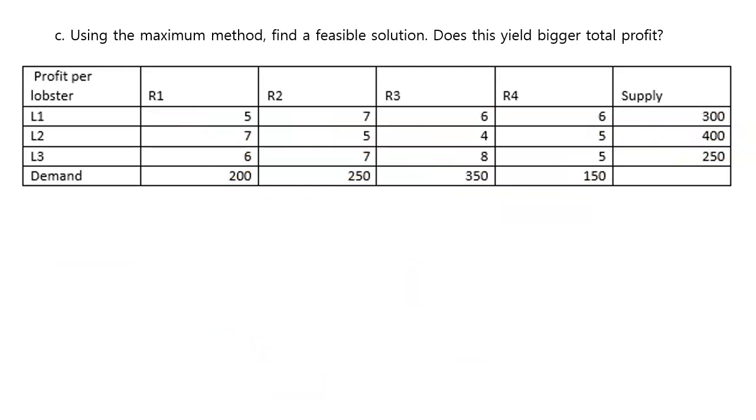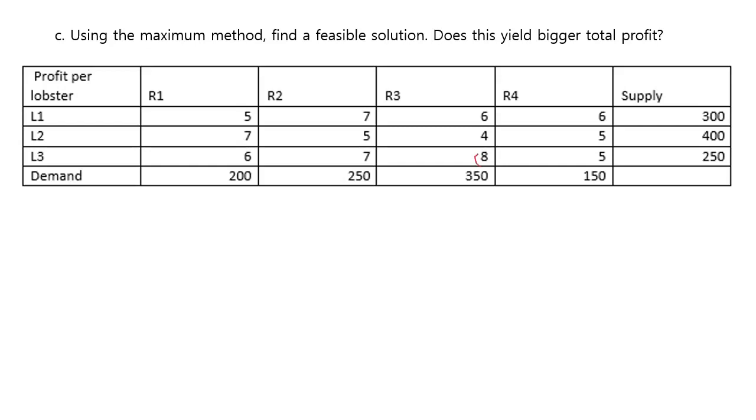Now C, using the maximum method, find a feasible solution. Does this yield bigger total profit? Probably yes, but let's see. See, the goal is to maximize profit, so you want to use the highest number. When we are solving transportation cost problems, we used to look for the lowest number because we want to reduce the cost, but in this case you're trying to maximize.